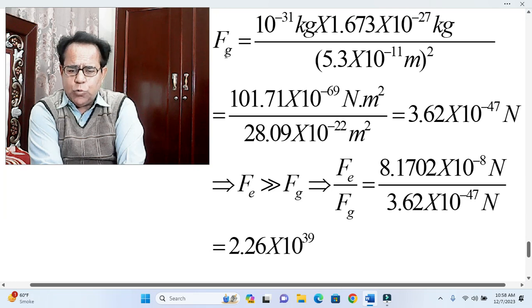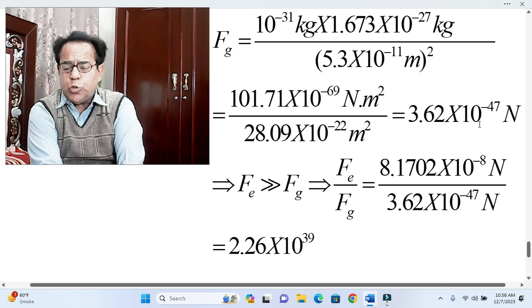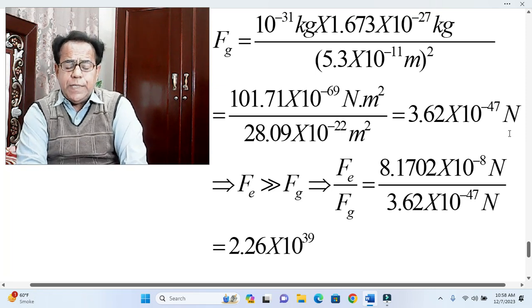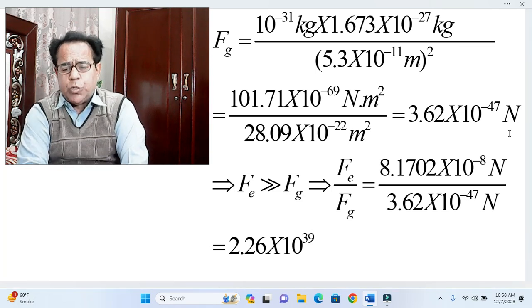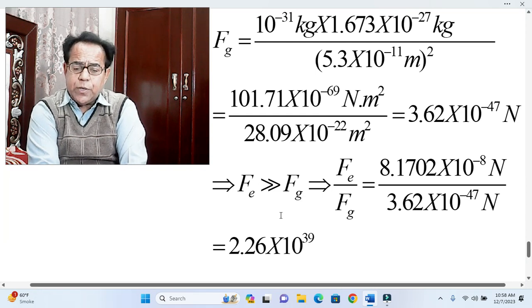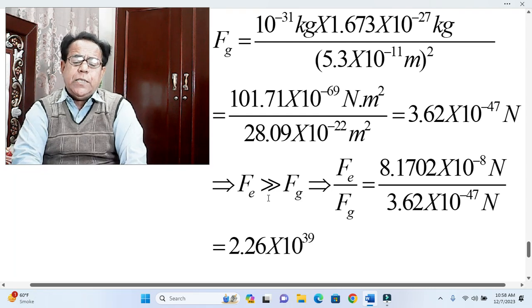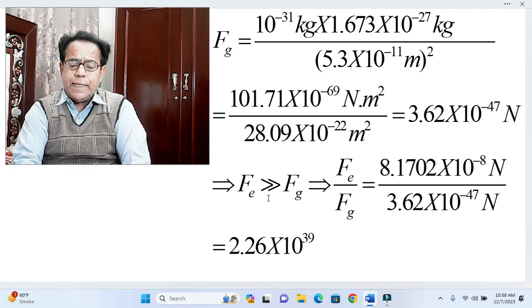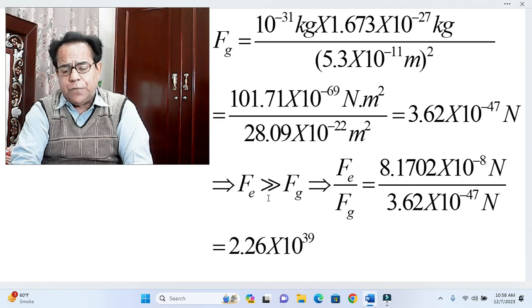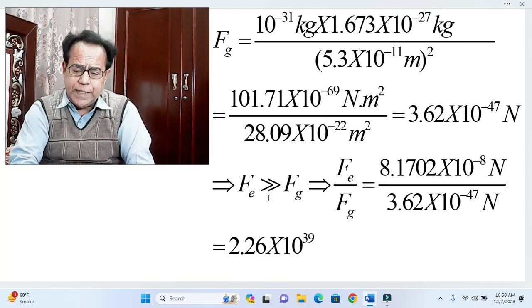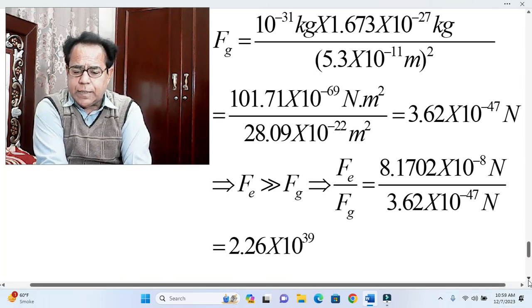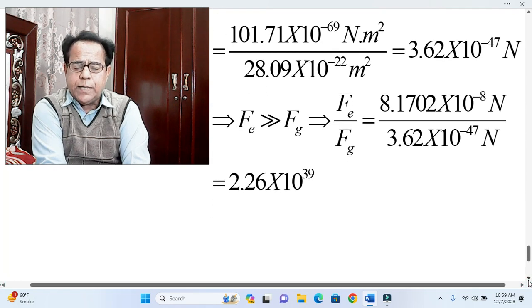Hence our gravitational force Fg will become equal to 3.62 into 10 raised to the power minus 47 newton. Dear students, electrostatic force Fe was also in newton and gravitational force Fg is also in newton. Now we compare these two. When we compare these two, we conclude that electrostatic force Fe is very much greater than gravitational force Fg. If we take their ratio, that is, put the greater value upper and divide it by the lower value, then electrostatic force Fe divided by gravitational force Fg becomes equal to 2.26 into 10 raised to the power 39. This is the comparison which we were required to make.